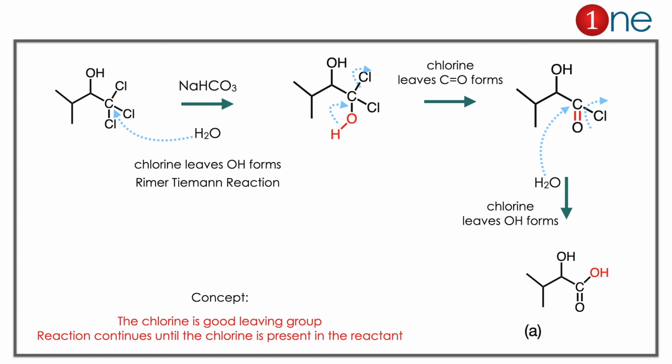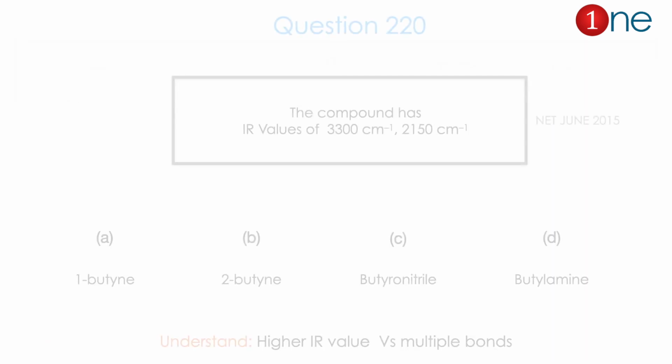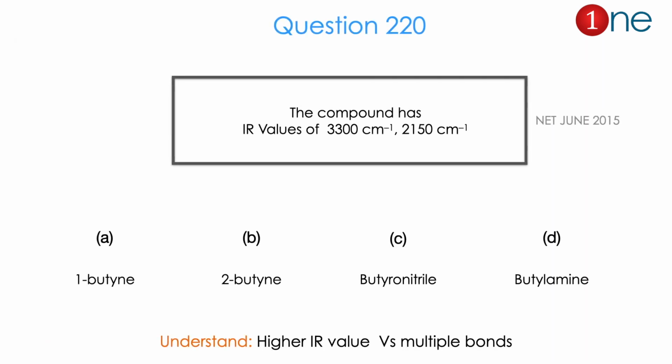If you look at it clearly, it's a Reimer-Tiemann reaction. The product is clearly A there. Here the concept you have to learn is that chlorine is a good leaving group. The reaction continues until the chlorine is present in the reaction. Then let us look at the next question.